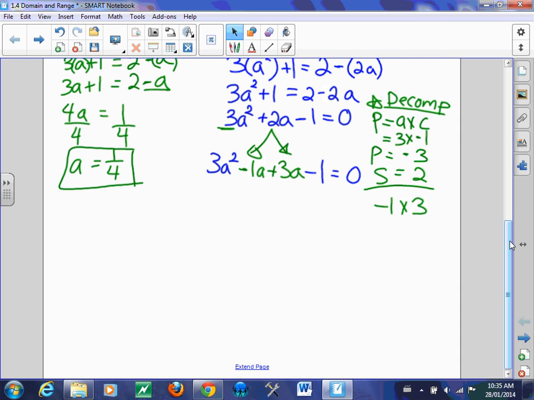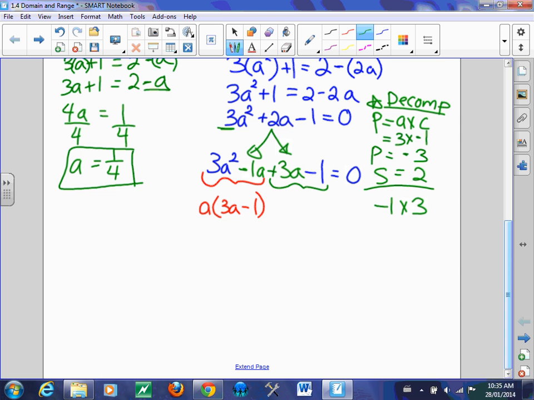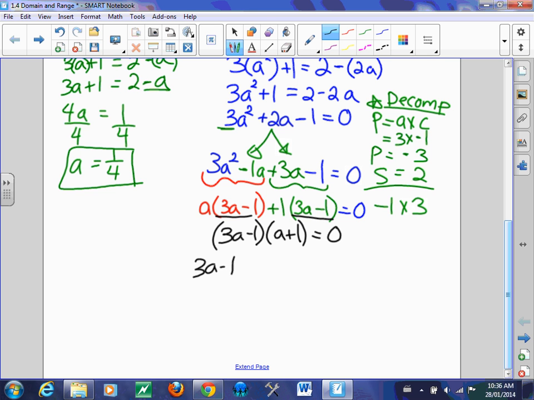Okay, then after we've split the middle term, we're going to factor by grouping. So what's common in the first two terms? We have an a, so we're left with 3a minus 1. Okay. What's common in the last two terms? Well, we can't take anything out except for 1. So that gives you 3a minus 1. You want to have the same thing in the brackets, guys. Okay, because that creates what we call a common binomial. So 3a minus 1 times a plus 1 equals 0. Then the last thing we have to do is to solve each bracket to use the zero product property.